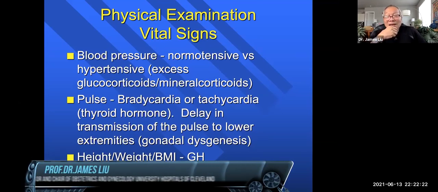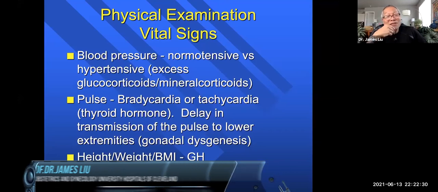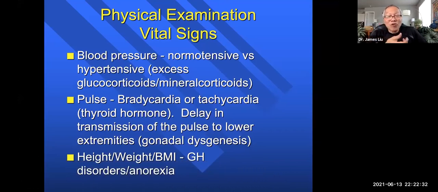Oftentimes in women that you're worried about gonadal dysgenesis, where you have coarctation of the aorta as a possibility, there may be a delay in transmission from the radial pulse to the lower extremity femoral pulse. So this may be an early sign without a lot of imaging studies to show that.